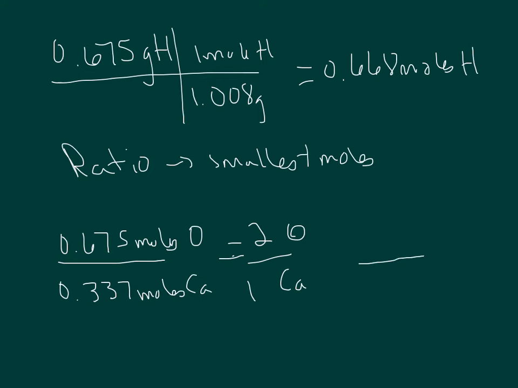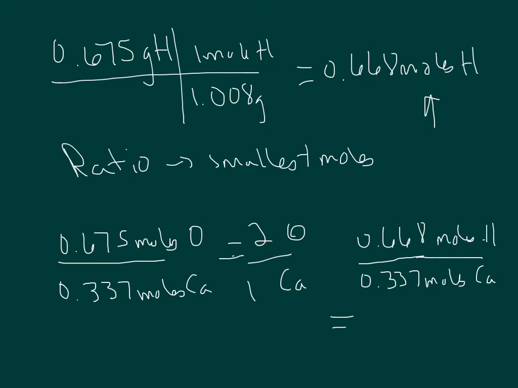Our second ratio, we're going to keep 0.337 on the bottom. You always keep the smallest one still on the bottom. It should be the same for every ratio. And we're going to use our other moles of hydrogen up here, so 0.668 moles of hydrogen. And when we divide those numbers, we get 1.98. Okay, so we're going to round to our nearest whole number, and that will give us 2. What that's saying is for every 2 hydrogens, we get 1 calcium.